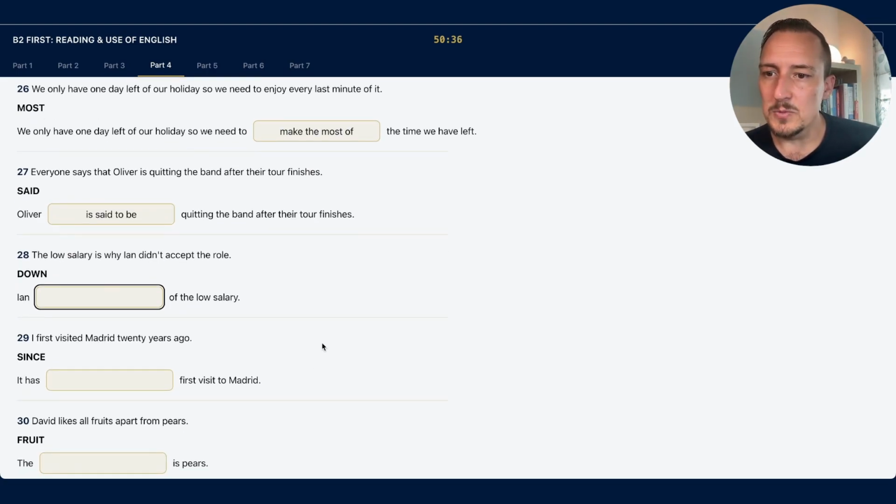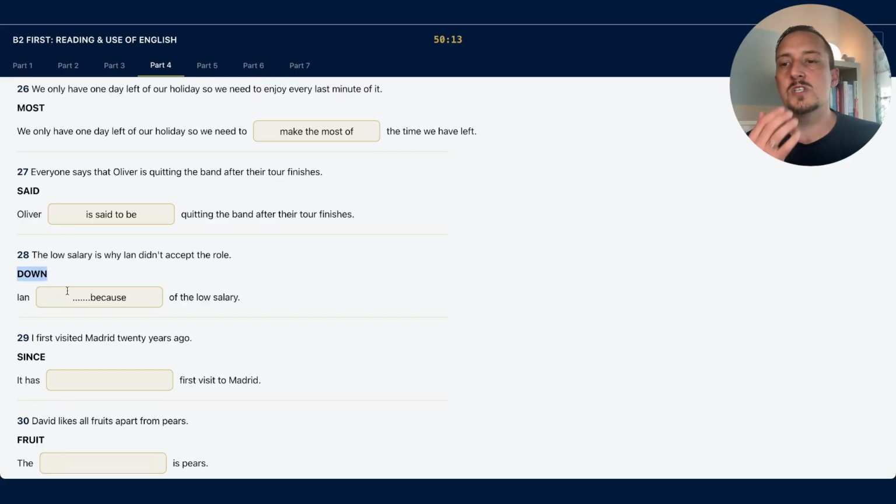The low salary is why Ian didn't accept the role. Okay, we've got the verb down. Again, low salary, low salary. Why suggests a reason. So why suggests a reason here. And because we've been given the word of, that tells me that it's going to be something because of. So because is going to be needed: because of the low salary.